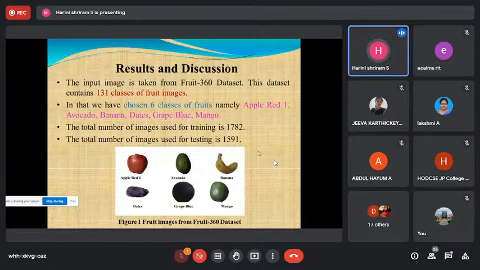One image is at 0 degree and another image is somewhat tilted. That is, one image tilted at 45 degrees, and then 90 degrees and 180 degrees. That is, data augmentation is performed here. And then the total number of images used for testing is 1591. These are some of the sample images from the Fruit 360 dataset.